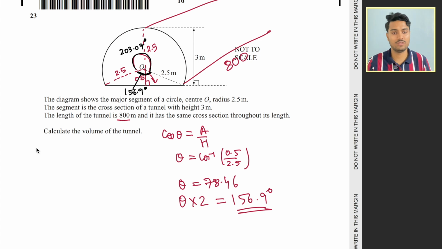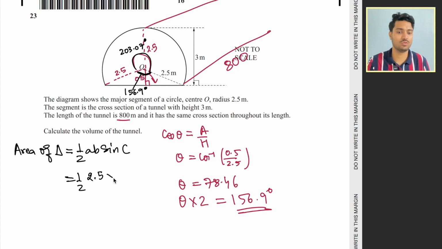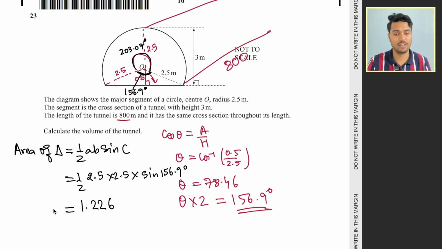Let's find the area of this triangle. So area of this triangle we can apply. Area of triangle will be 1 upon 2, half AB sine C basically. So 1 upon 2, 2.5 into 2.5 into sine 156.9 degrees. So let's do this in calculator. We have 0.5 multiplied by 2.5 multiplied by 2.5 multiplied by sine 156.9, and the answer is 1.226. This is the area of triangle only, this much meter square.